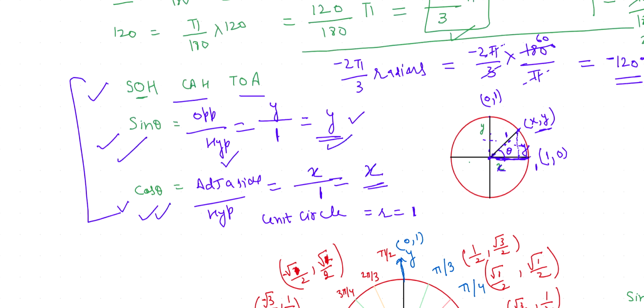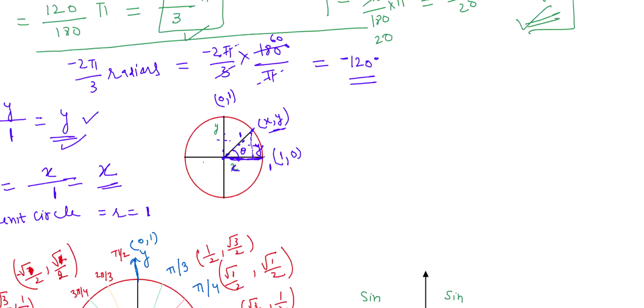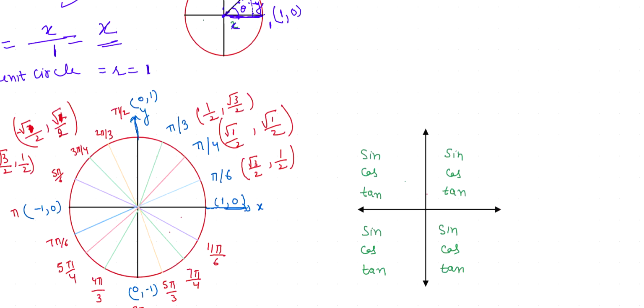From here, you can find which angles are negative and which angles are positive. Clear? Okay. So this is our fourth quadrant. This is first quadrant, second quadrant, third quadrant, and this is fourth quadrant. Now here, the angle is 0 degree. At this point, perpendicular to this point, the angle is 90 degree.